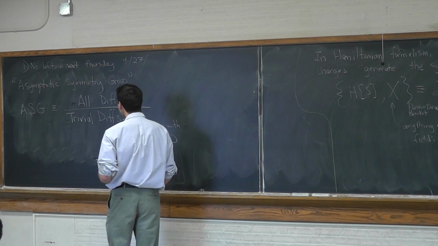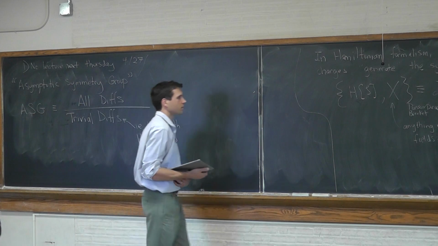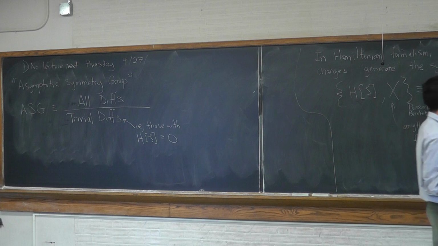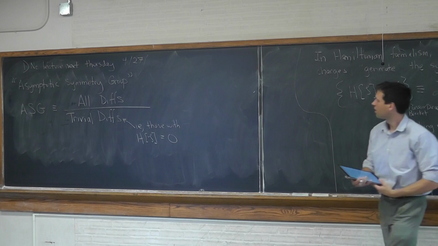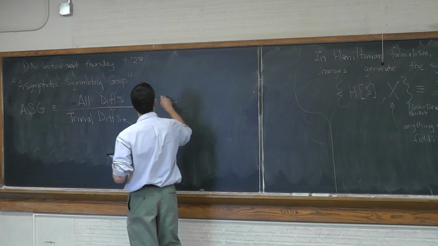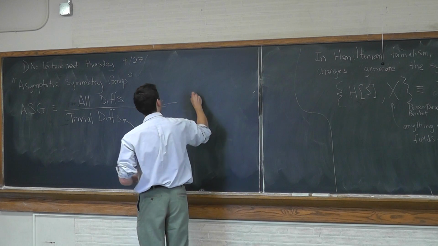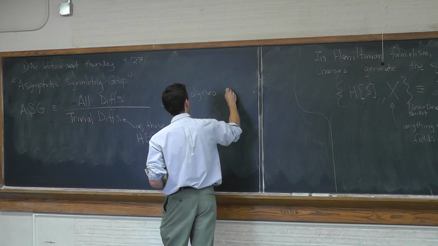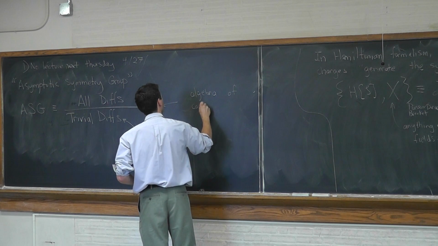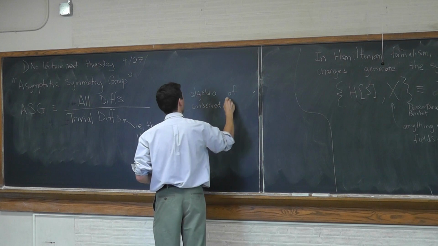So when you take this quotient, that's done automatically by these expressions that I've written here, because they only depend on the asymptotics of the generators of the vector fields. So the infinitesimal version of this group is the algebra of conserved charges.